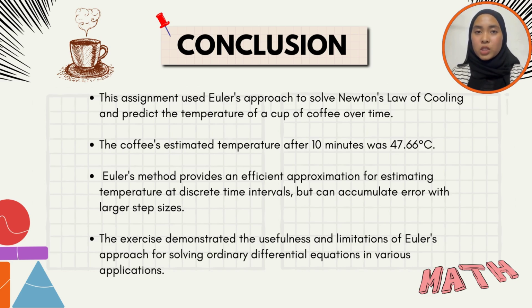However, it is crucial to remember that Euler's approach can accumulate error with greater step size. Therefore, selecting a smaller step size will enhance the solution's correctness. This exercise highlights how numerical methods may be applied to address real-world problems, such as estimating an object's cooling rate over time. It also demonstrated the usefulness and limitations of Euler's approach for solving ordinary differential equations in a variety of applications.